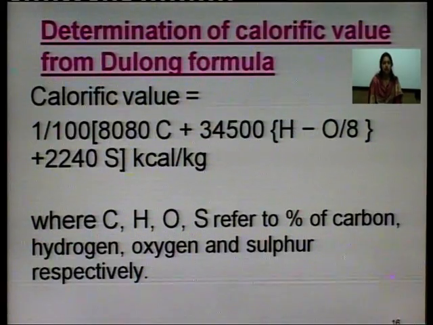Here, carbon, hydrogen, oxygen and sulfur refer to the percentages of carbon, hydrogen, oxygen and sulfur respectively. So, if you know the percentage of carbon, hydrogen, sulfur and oxygen, then you can find out the calorific value of a given fuel by using this formula. This formula is Dulong's formula.